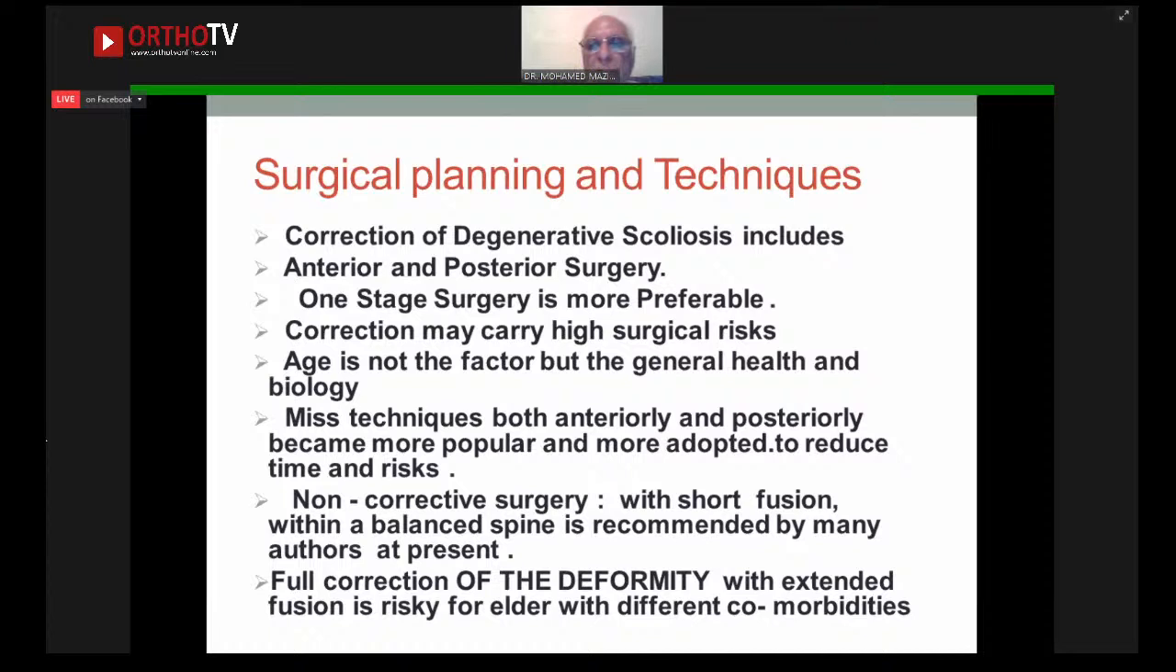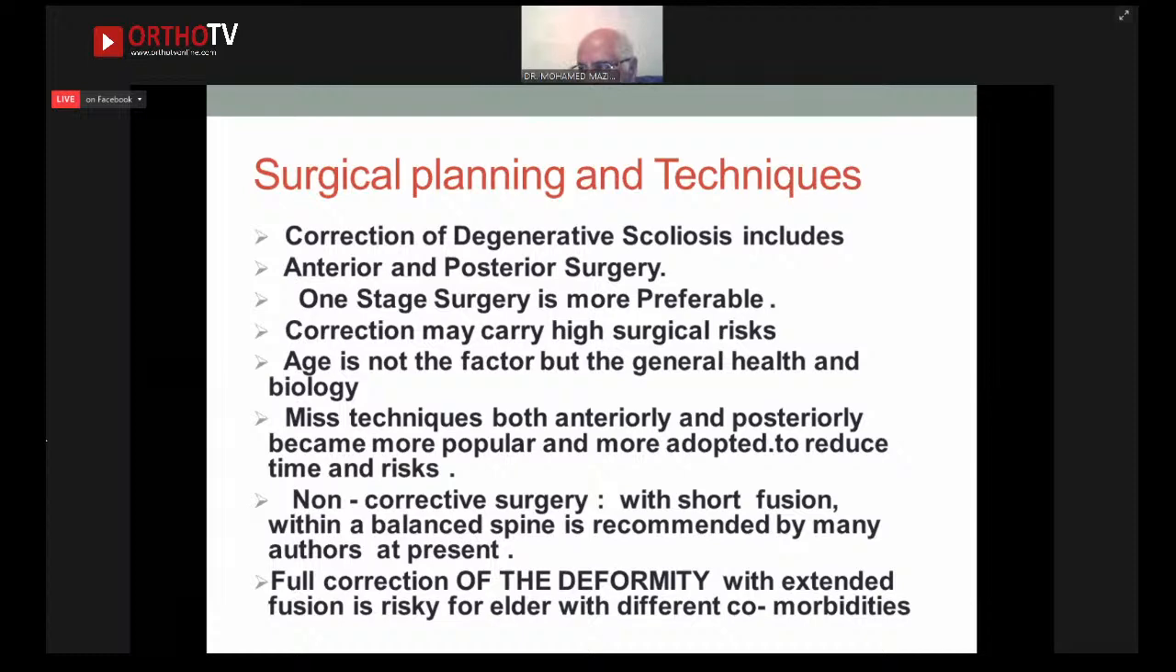Minimally invasive techniques, both anterior and posterior, have become more popular and more adopted to reduce the time and risk of major surgery in degenerative scoliosis. Non-corrective surgery with short fusion within a balanced spine is recommended by many authors at the present time all over the world. Full correction of the deformity with extended fusion is risky for elder patients with different comorbidities. This is what we have to remember.